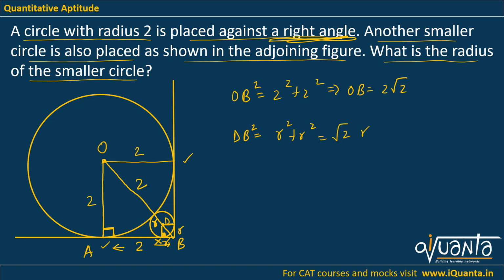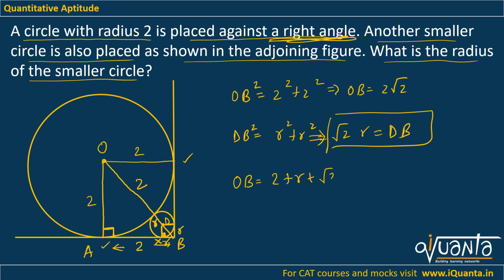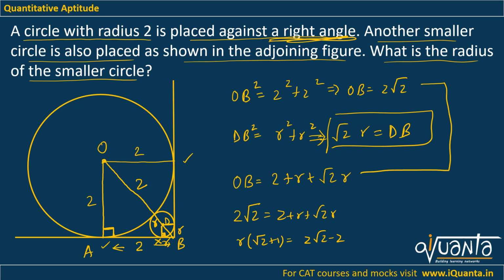Now I know DB is equal to root 2 r. Using this I can find out the length of OB. OB will be equal to how much? First of all, the radius of the bigger circle 2, then the radius of the smaller circle which is r, then this length DB. So DB is root 2 r. So both of these should be equal, so I can equate both of them. I will be getting r root 2 plus 1 equals 2 root 2 minus 2. So I can say that r will be equal to 2 root 2 minus 2 upon root 2 plus 1. So this will be the radius of the smaller circle.